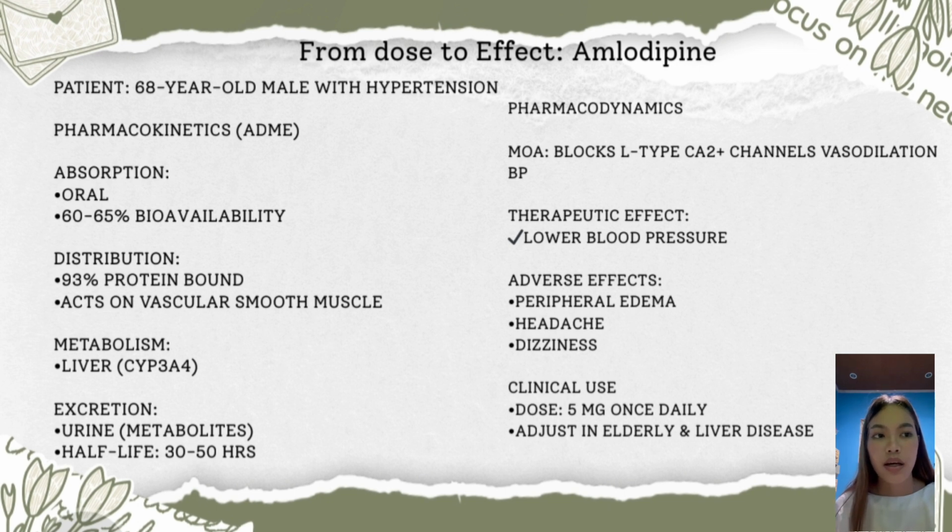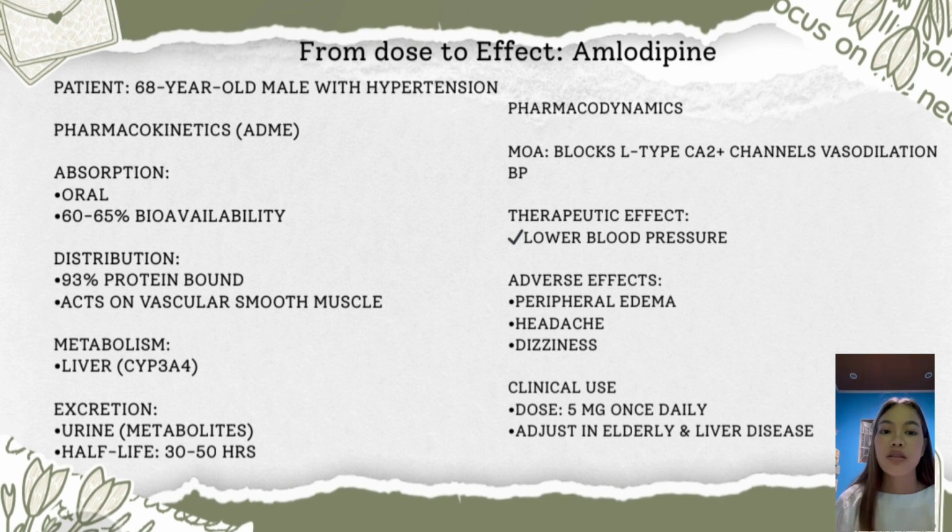So, pharmacokinetics. First is the absorption. Amlodipine is administered orally. It has a bioavailability of approximately 60 to 65%, meaning more than half of the drug reaches systemic circulation. It is slowly absorbed from the gastrointestinal tract, and food does not significantly affect its absorption. Because of its gradual absorption, it produces a smooth and sustained blood pressure lowering effect rather than a sudden drop.